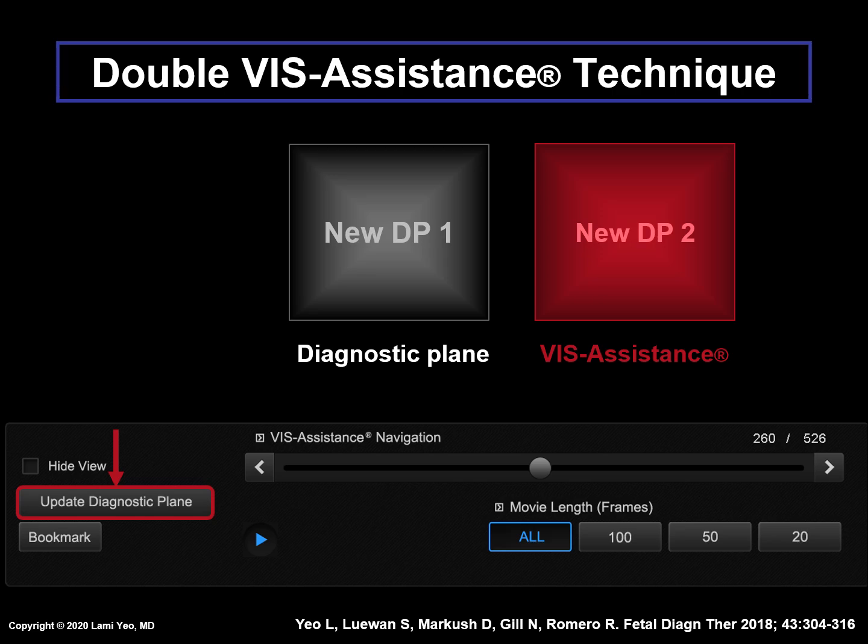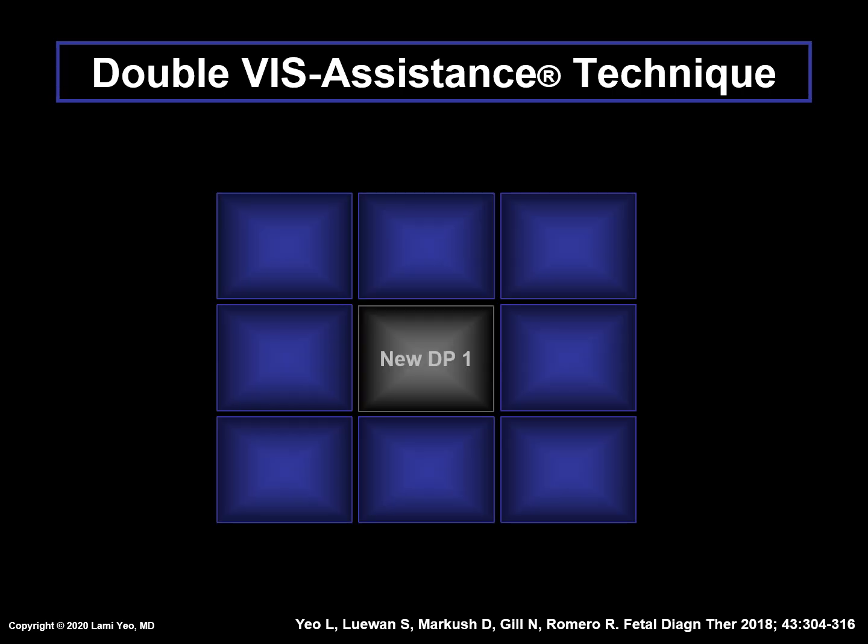Remember that double VISA allows expanded navigational movements and further exploration of surrounding structures. Therefore, important information about the fetal heart may become evident through this technique. As shown here, new DP1 has now been replaced with new DP2. In summary, this is called double VISA Assistance because VISA has been applied twice to a cardiac diagnostic plane of interest.